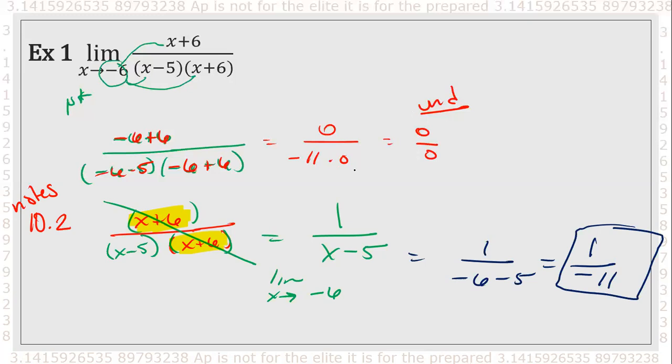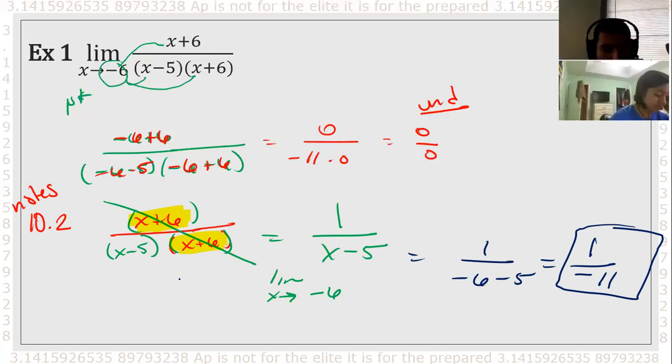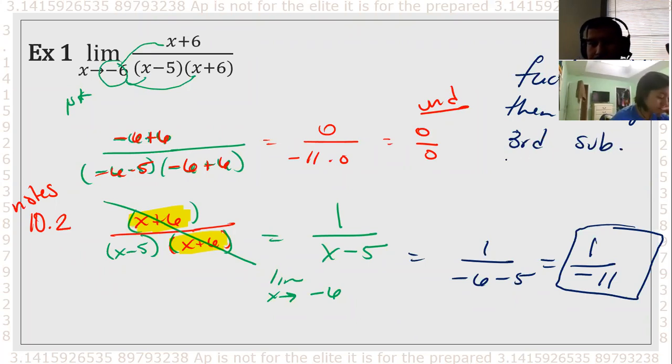Any questions, guys? So pretty much, factor first, then simplify, then substitute, every single time. Because if you don't, I promise you, this is going to occur: the indeterminate. All right, let's go ahead and try another easy one.